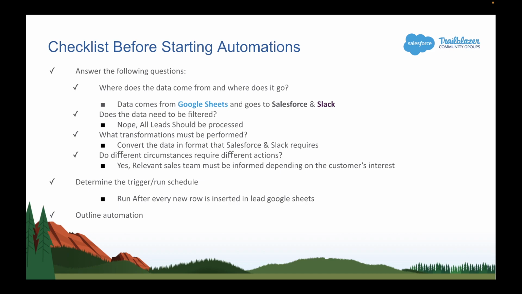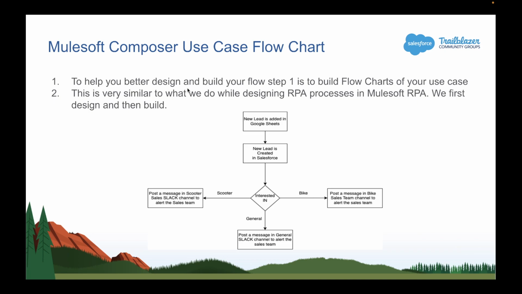Now, another question you need to ask yourself is: determine the trigger run schedule. So run after every new row is inserted in the lead Google Sheet, right? You also need to make sure when you want this MuleSoft flow to trigger. I want it to trigger for each new lead record inserted into my Google Sheet. Now, this is one of the most important steps, which would help you design your Composer flow.